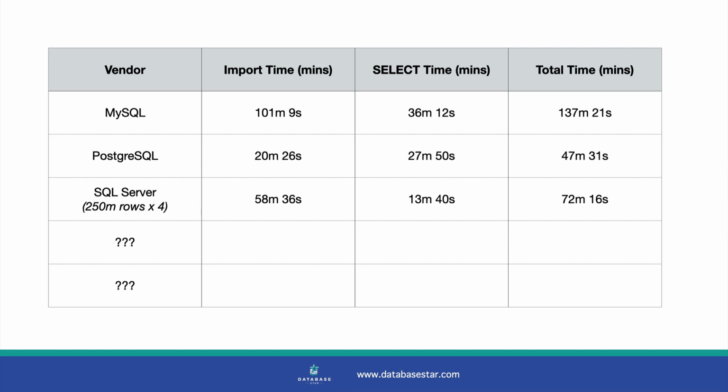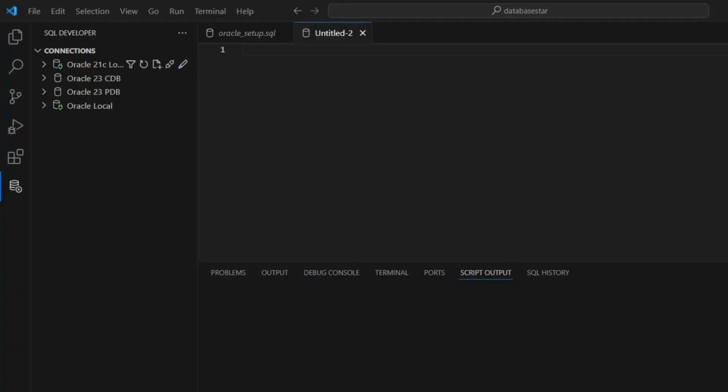Here is how SQL Server compares to the other databases. It took about 72 minutes for SQL Server, which was a little higher than Postgres, but about twice as fast as MySQL. Let's look at our final database. We're going to test this on an Oracle database. This is version 21c, installed locally.